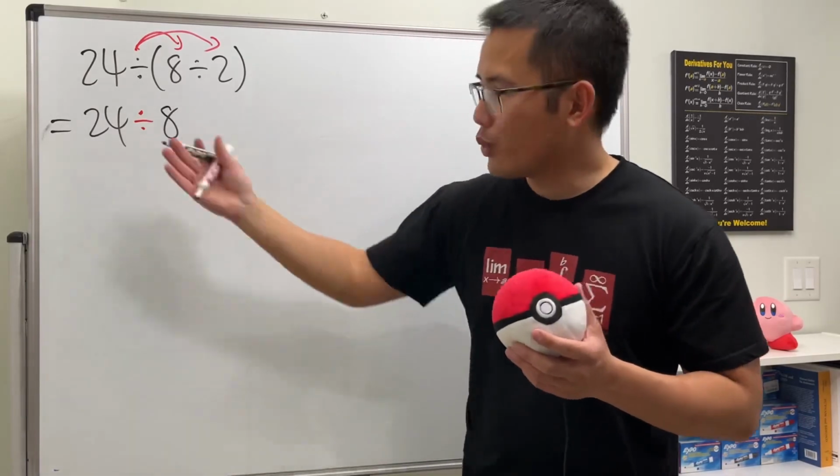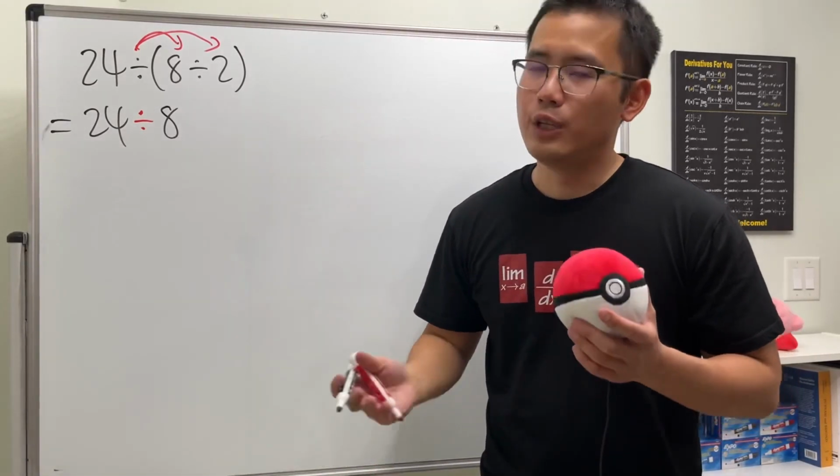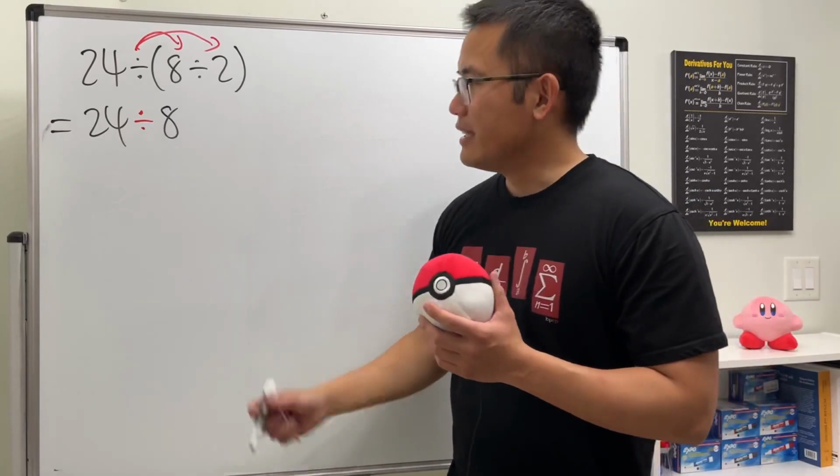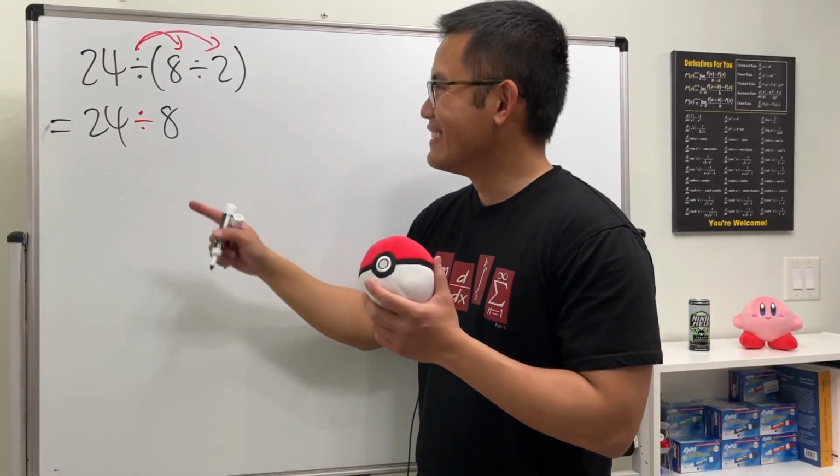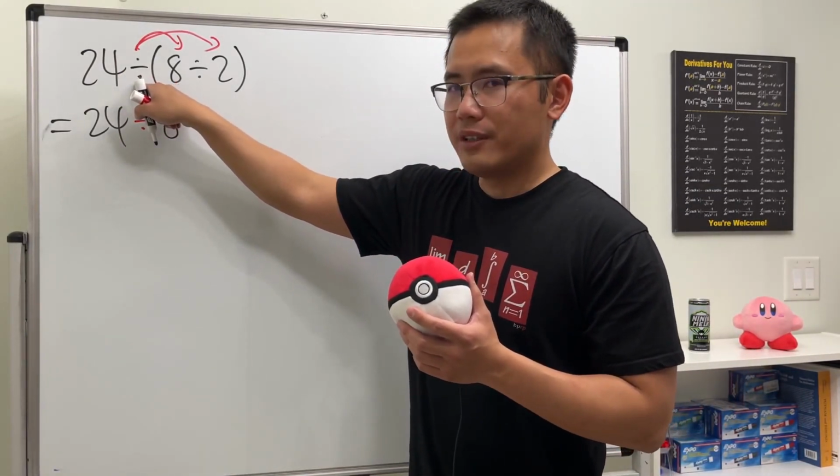And yes, I did pick 24 and 8 for Kobe Bryant. Rest in peace, of course. And the numbers will work out really nicely. Check this out.